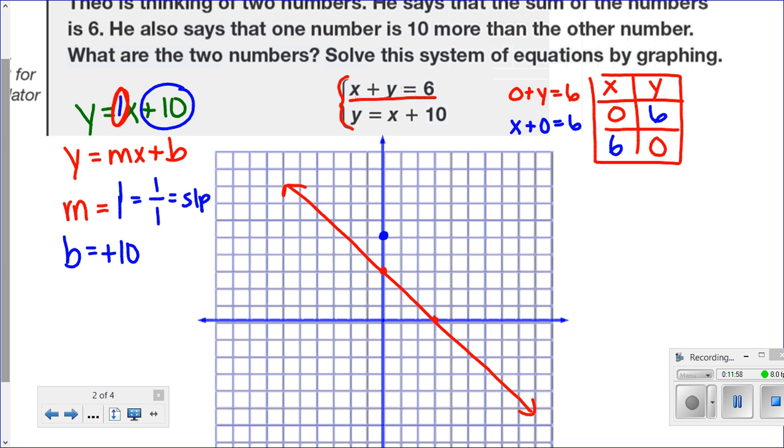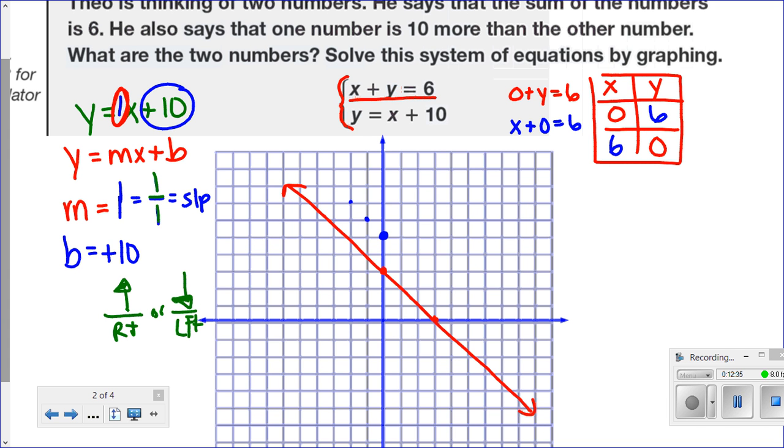And then from there I need to use my slope. If I have a 1 over 1 and it is positive, I need to either go up and to the right or down and left. I either need 2 positives or 2 negatives. So from here I am going to go up 1 to the left 1, up 1 to the left 1, and I could continue to do this for a very long time.